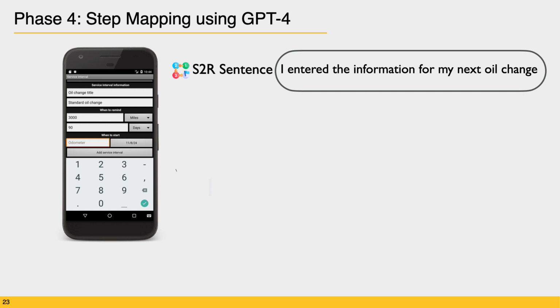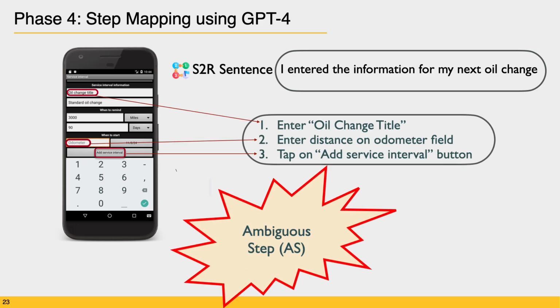In this example, the S2R maps to multiple interactions in the GUI. For example, entering the information for the next oil change contains several steps: enter oil change title, enter distance on odometer field, and tap on add service interval button. As the S2R requires performing multiple interactions, this S2R is labeled as AS.